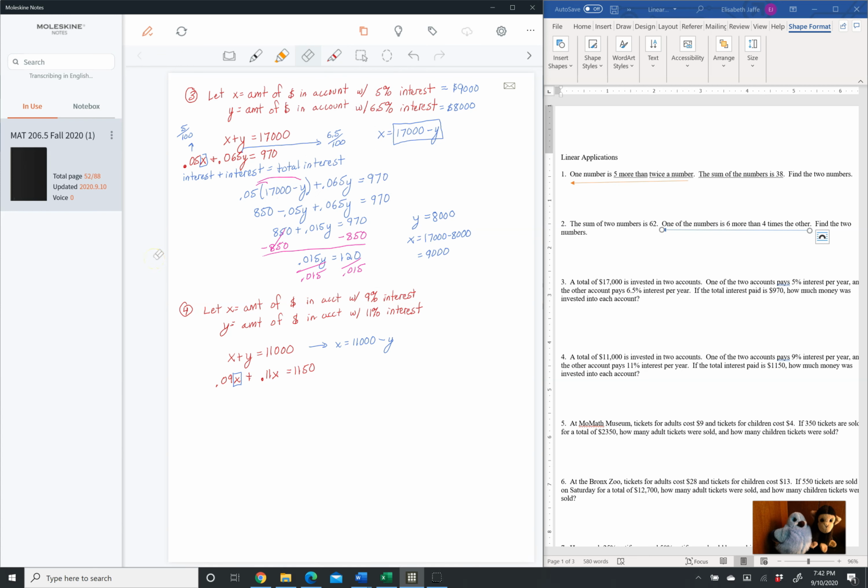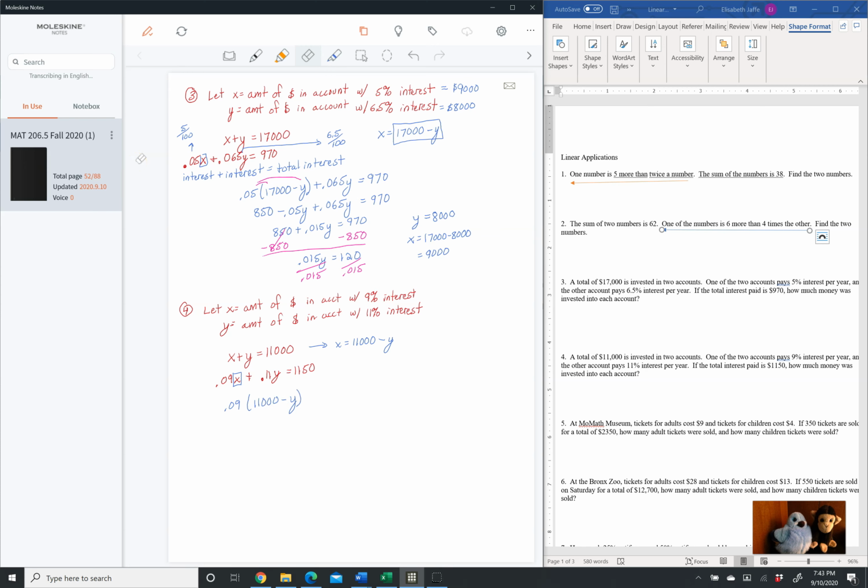So we have, I'll keep this in blue, 0.09. And now we have 11,000. I'm sorry, I wrote y here. I wrote x. That's really a y. It didn't come out looking like a y. Okay, sorry about that. So 0.09 times 11,000 minus y. That replaces our x. Plus 0.11y is equal to 1150.